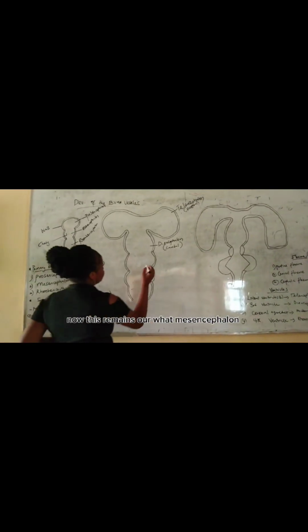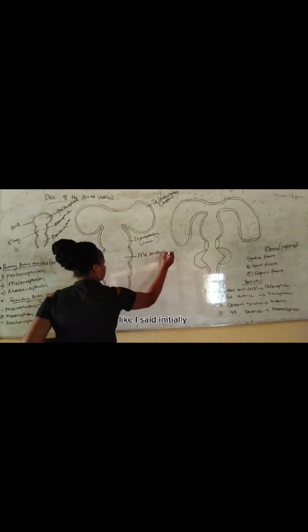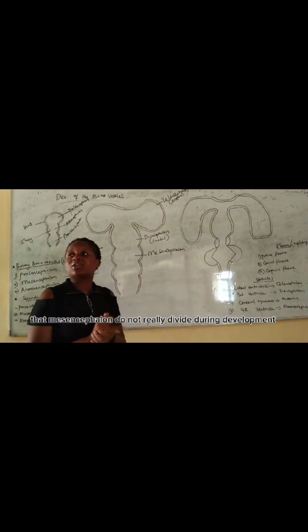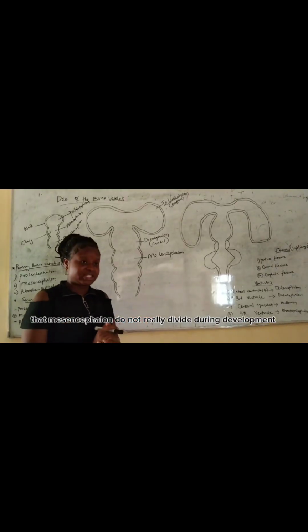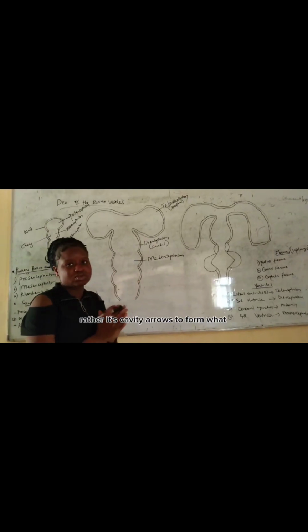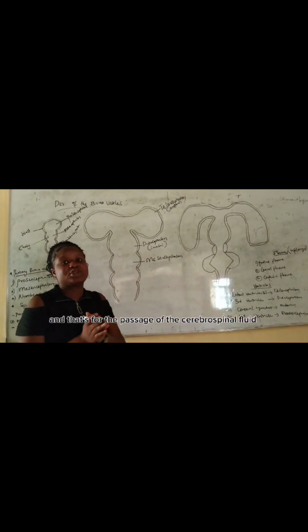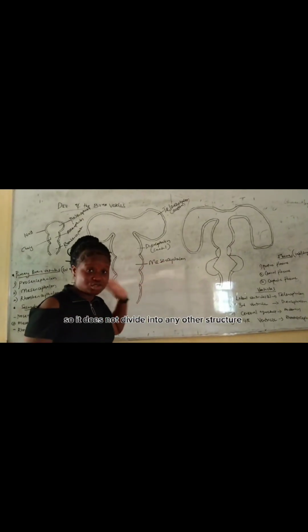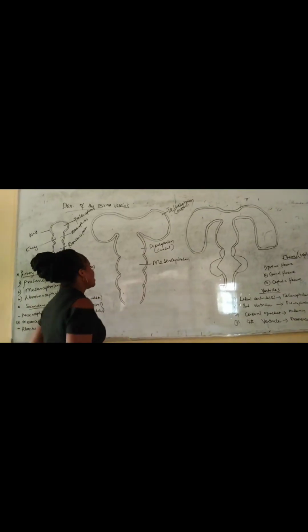Now, this remains our Mesencephalon. Like I said initially, the Mesencephalon does not really divide during development. Rather, its cavity narrows to form the cerebral aqueduct, and that's for the passage of the cerebrospinal fluid. So it does not divide into any other structure.